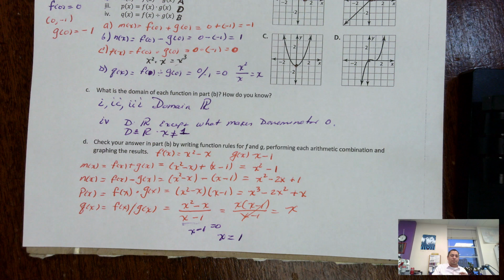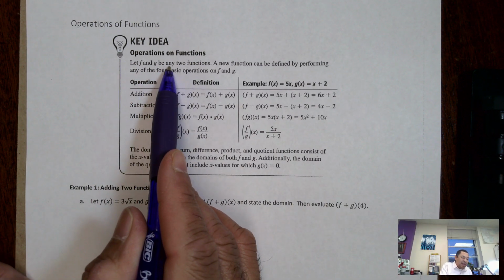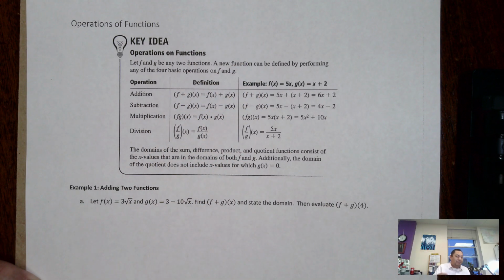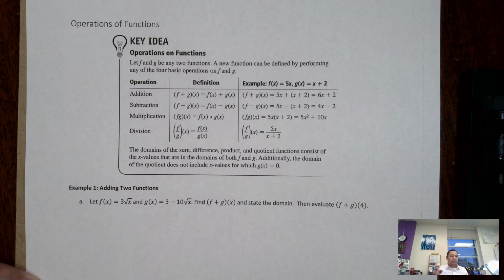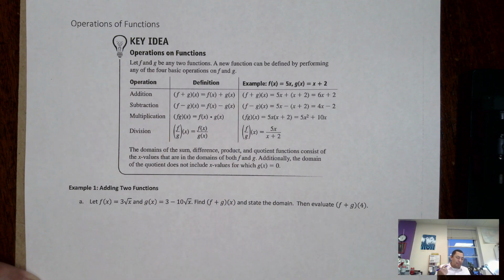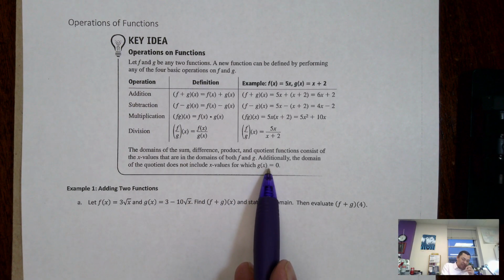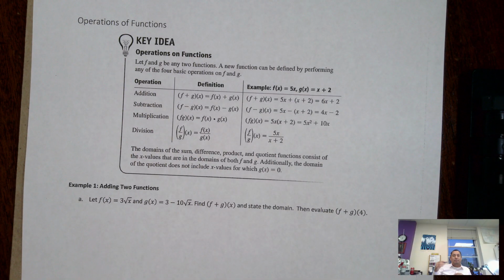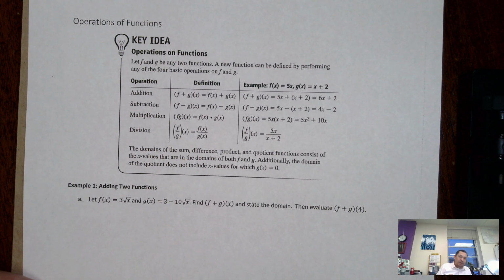So now we're going to move to the key ideas of this lesson. Remember the key ideas in this case: let f and g be any two functions. A new function can be defined by performing any of the four basic operations. So we have addition, subtraction, multiplication. We also have division. Division in this case is the one that we need to be careful with, because we need to state what values make the denominator 0 so we can write the domain.